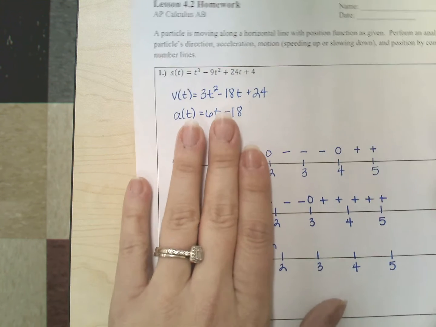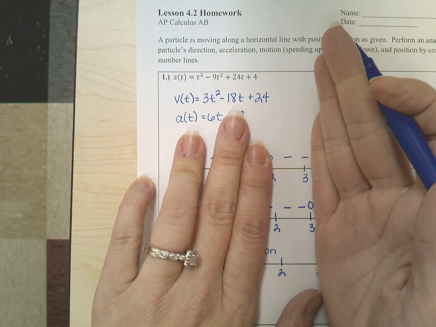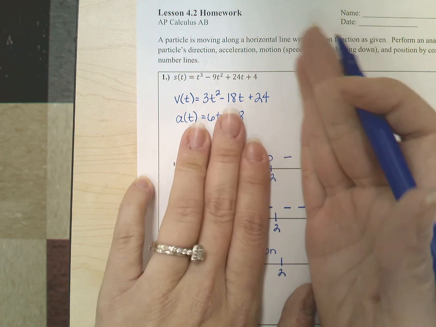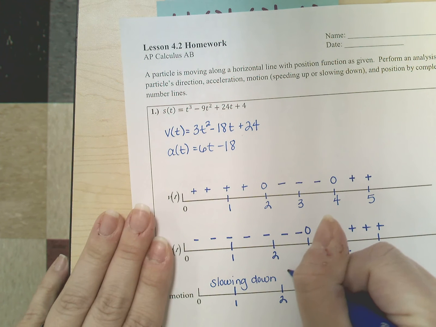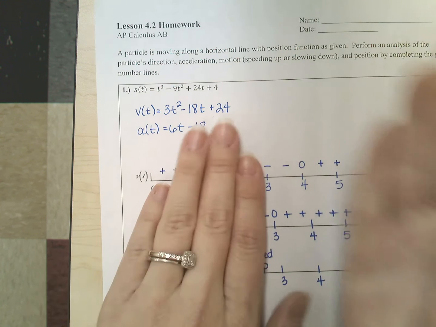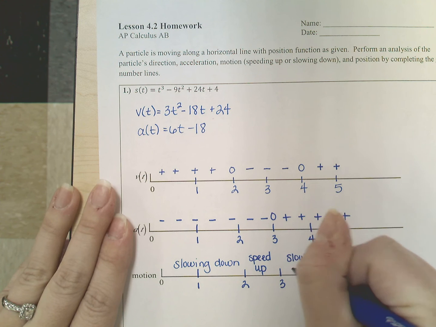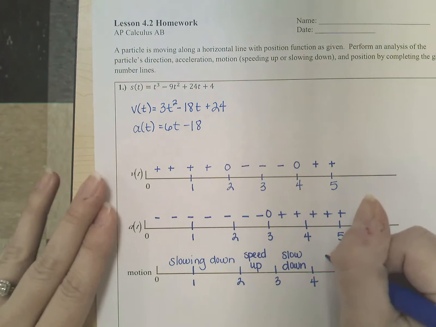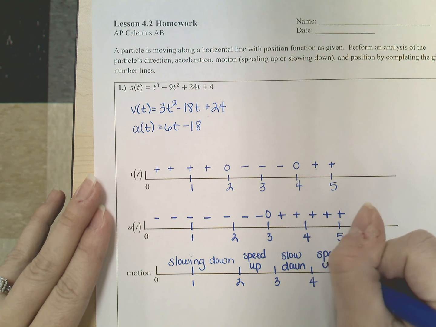At 2 seconds, we have a shift. From 2 to 3 seconds, our velocity and acceleration have the same sign, and then it changes again after 3 seconds. So if you look right here, between 2 and 3 seconds, they have the same sign, so that means it's going to be speeding up. From 3 to 4 seconds, opposite signs again means slowing down. And then from 4 seconds on, they are the same sign again, so we're doing another speed up.